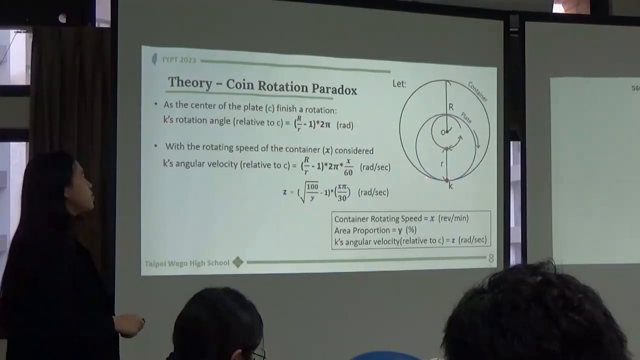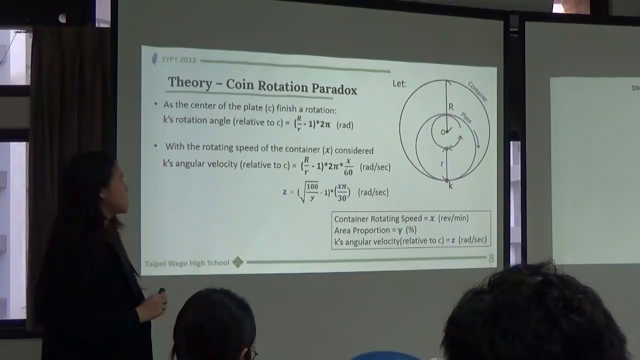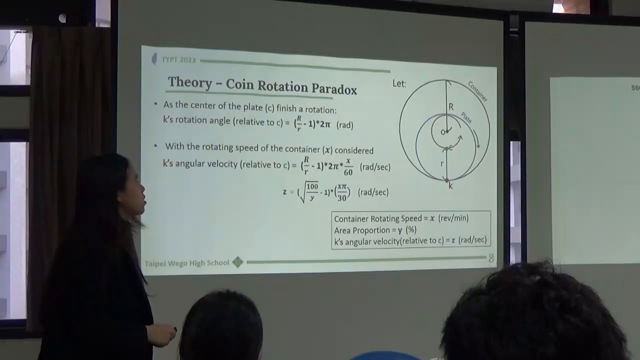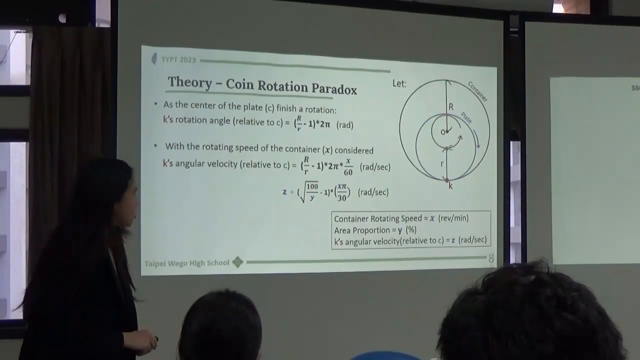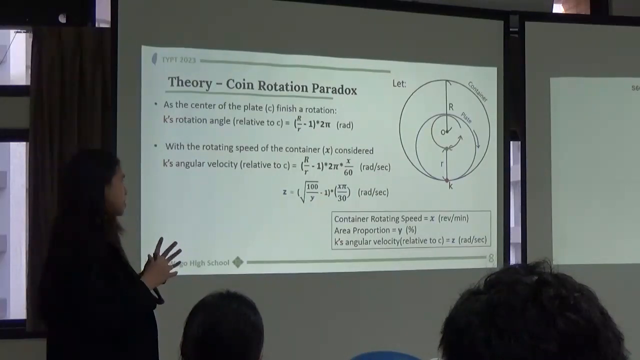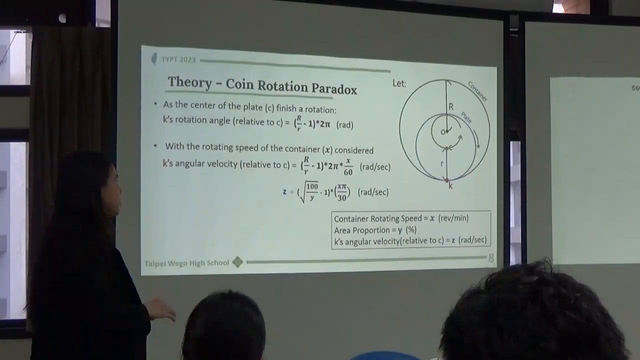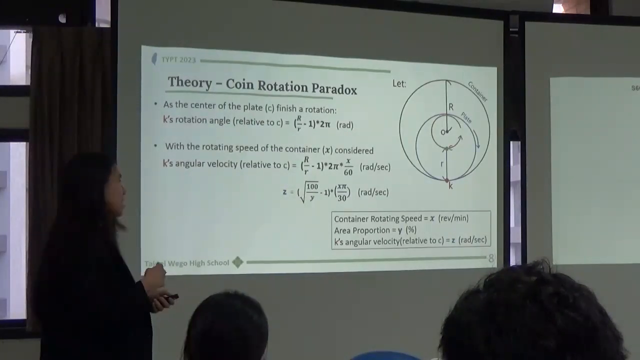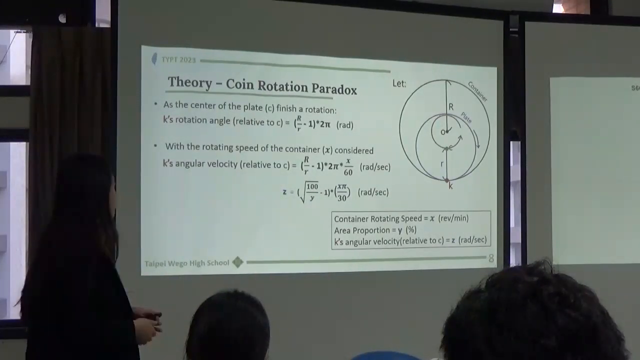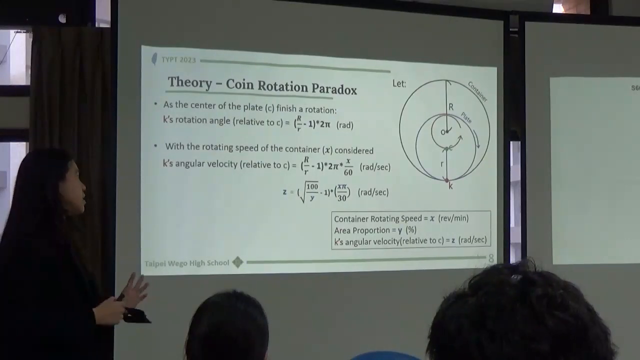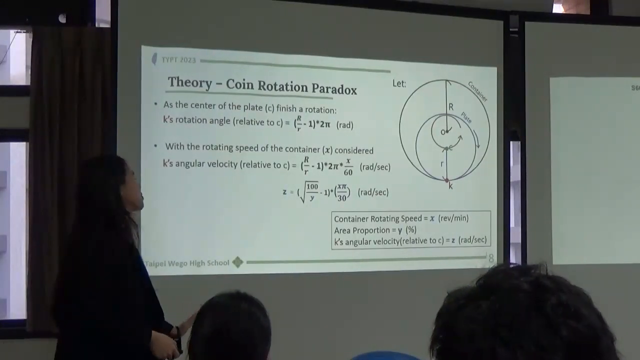So, our theoretical model is drawn as here. The uppercase R represents the radius of the container, and the lowercase r represents the radius of the plate. Point C represents the center point of the plate, and point K is where we use a different color for the tracker to measure the ball's motion. And with that, I will now introduce our theory, which is the coin rotation paradox.